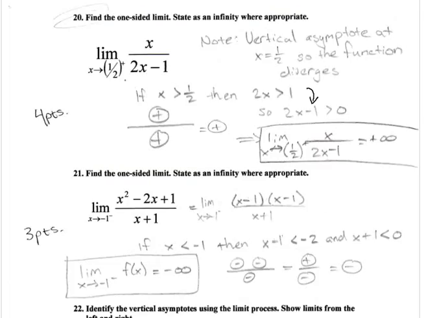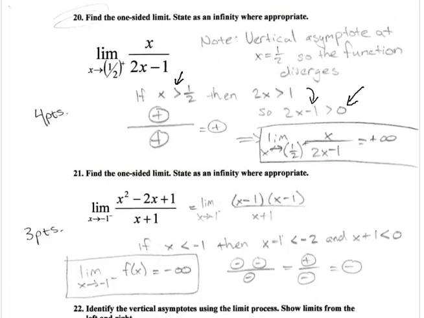So what we can do is a little bit of reasoning. If x is a number that's slightly greater than 1/2, so x greater than 1/2, then if we multiply both sides by 2, we get that 2x is greater than 1. If we subtract 1 from both sides of this inequality, we know that 2x minus 1 is going to be a value that is greater than 0.